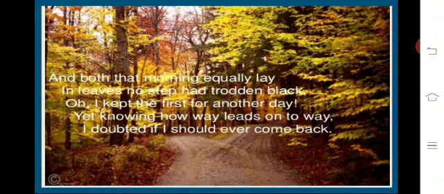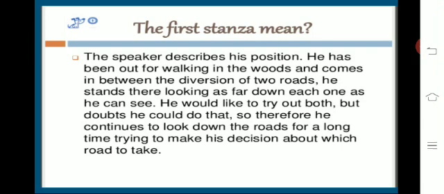Actually, the poet stands at a crossing of two roads and he is in confusion about which road he should choose. One road looks frequently traveled, and the other one looks less traveled, and also it is fully covered with grass. That is, it looks grassy.